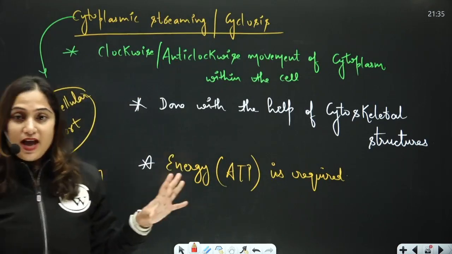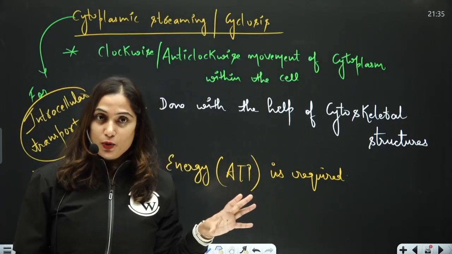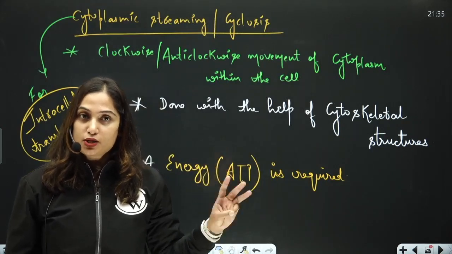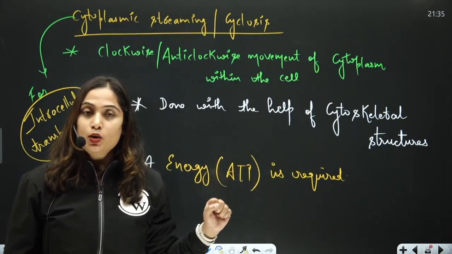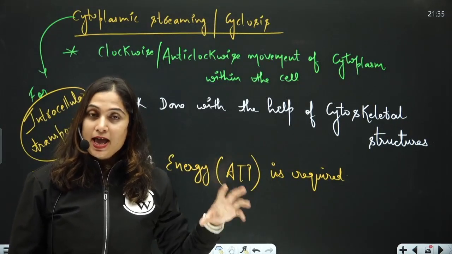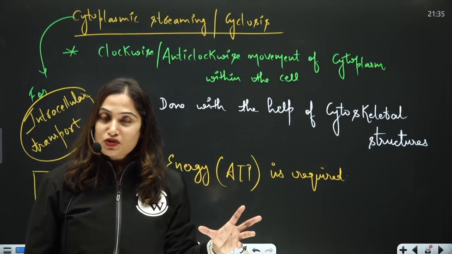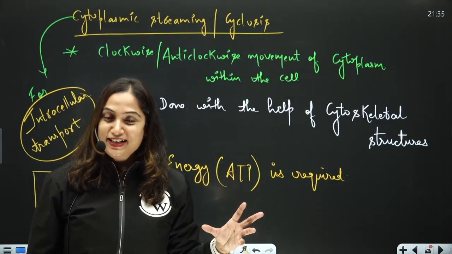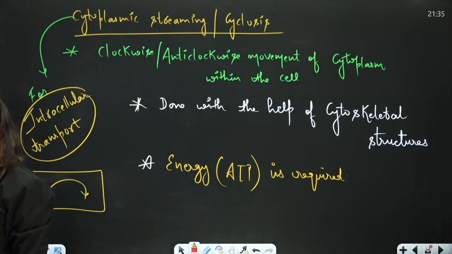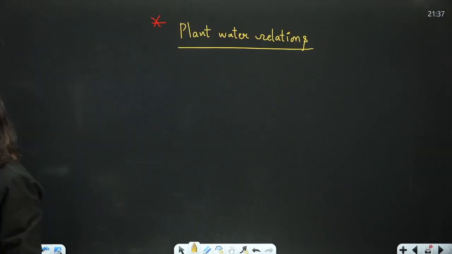So we have discussed the short distance transport, and the forces were simple diffusion, facilitated diffusion, active transport, and cytoplasmic streaming, in which simple diffusion and facilitated diffusion are passive in nature, and active transport and cytoplasmic streaming are active in nature. Clear? So I hope up till here it's understandable to you. Let's go further now.